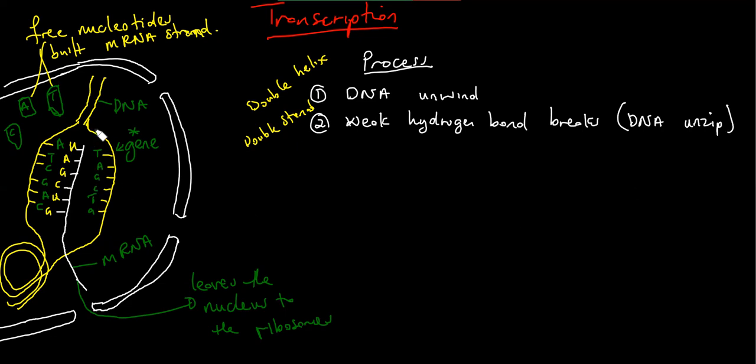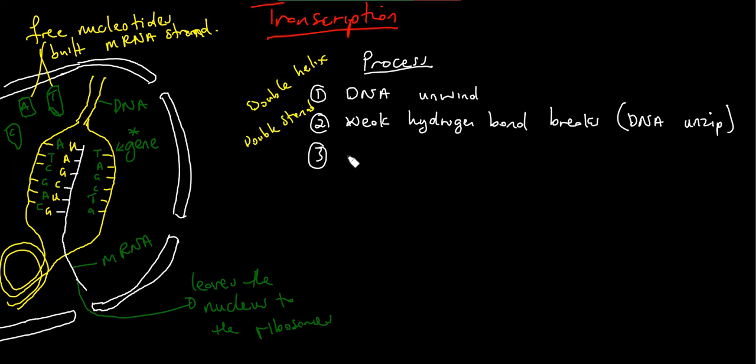So it's coiled like this, it's helical in shape. What happens to it? It has to unwind. When it's unwound, it's now straight. But when it's straight like this, it needs to unzip. Unzipping means that your weak hydrogen bonds have to break first. Okay, let's go on to the third step here.